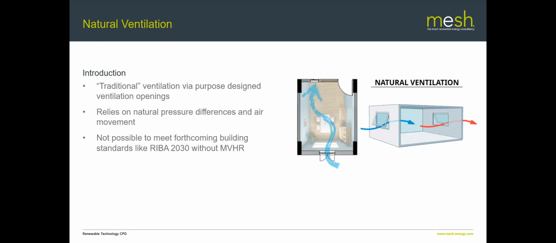It's worth noting at this stage that if you start looking forward to things like REBA 2030, which is obviously not that far away on the horizon now, we don't think it's possible to meet the requirements of REBA 2030 without using MVHR. So natural ventilation, whilst it's very effective, very well proven, we don't think it will be fit for purpose on the next generation of buildings.